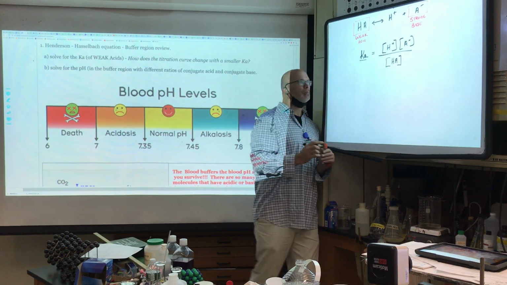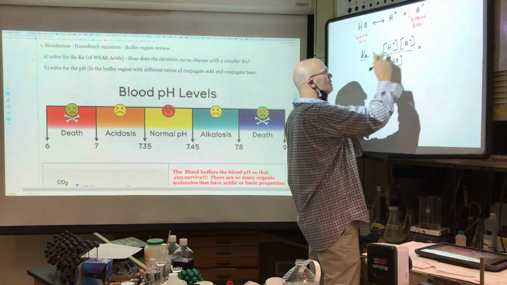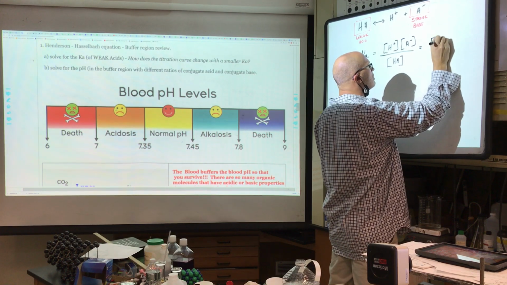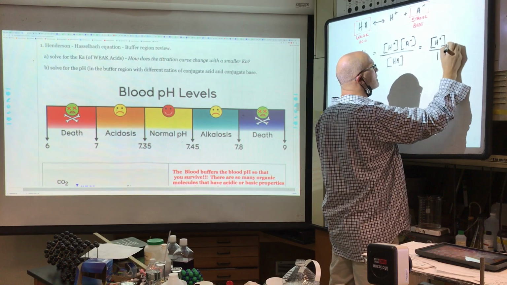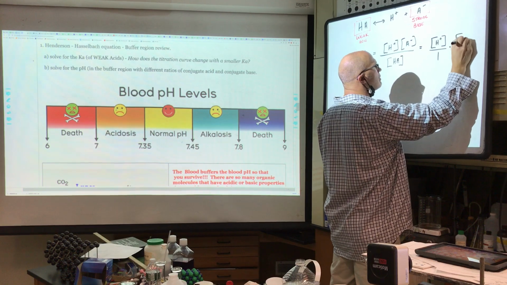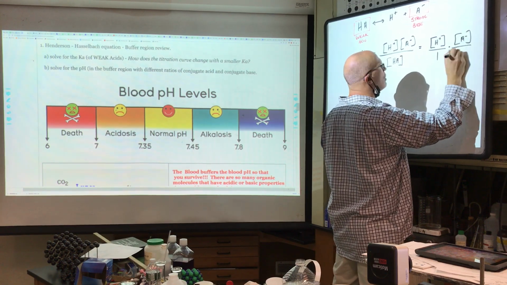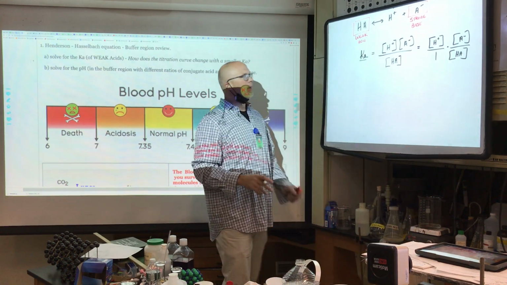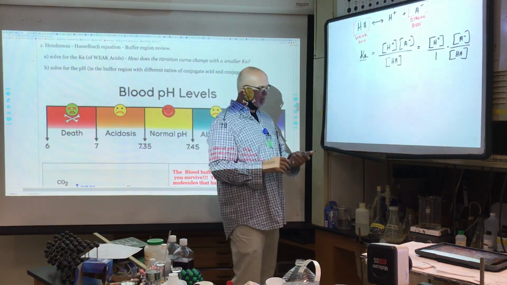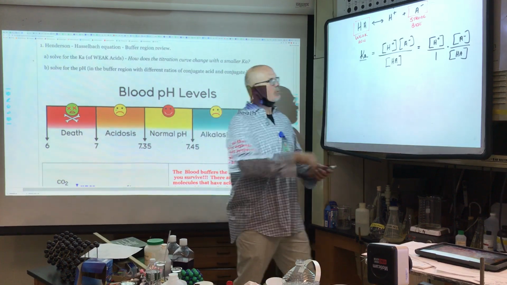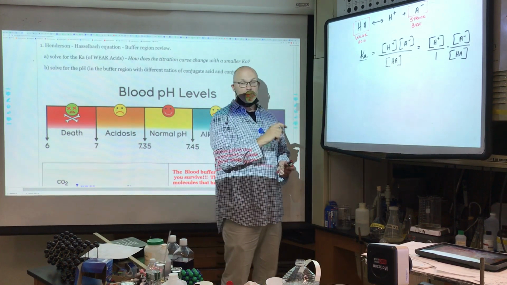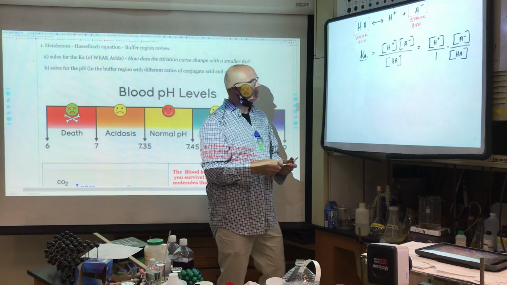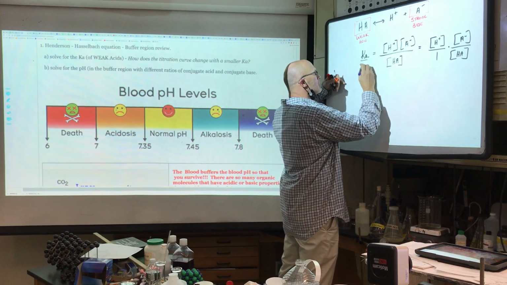Now what I'm going to do is separate this. I'm going to put the H plus over 1, and I'm going to times it by the A minus, the conjugate base, over the HA. That's equivalent. And now I notice that, wait a minute, there's an H plus hanging out there. If I negative log that, I get pH. So I'm going to negative log both sides.